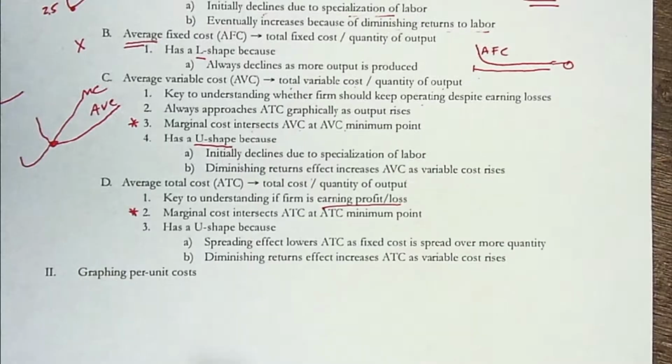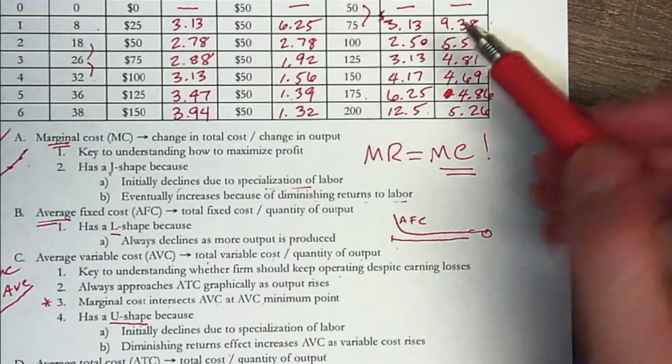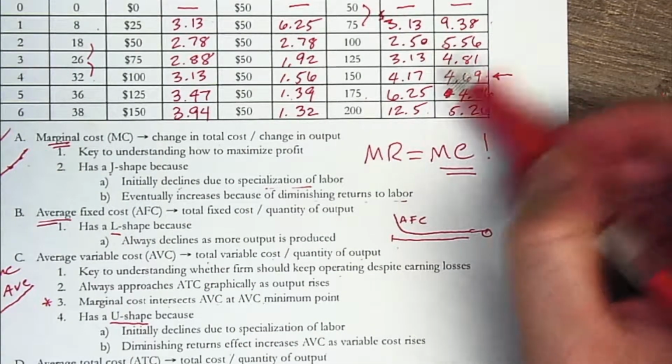That's because the spreading effect is going to lower the ATC as the fixed cost is spread out over more quantity. So that ATC is getting lower and lower, and that's pulling down the average here.